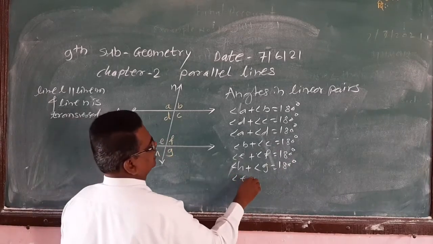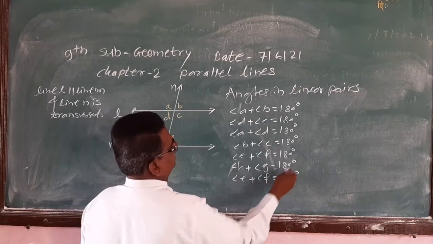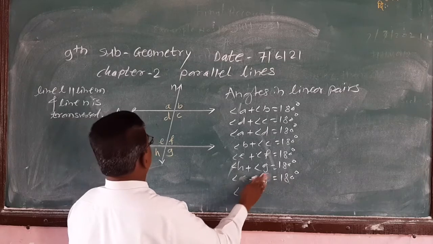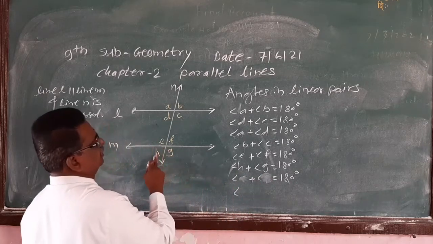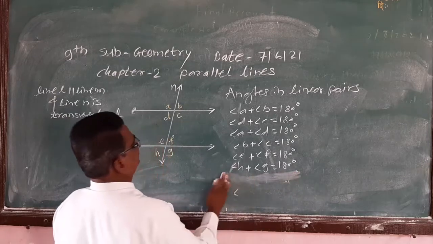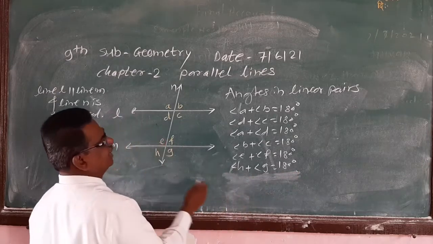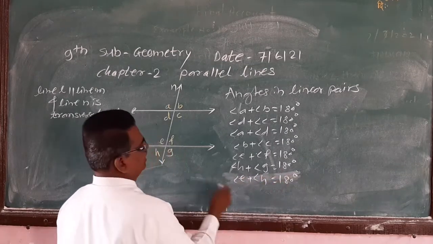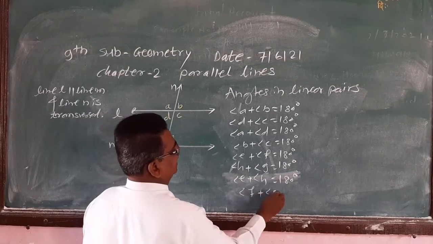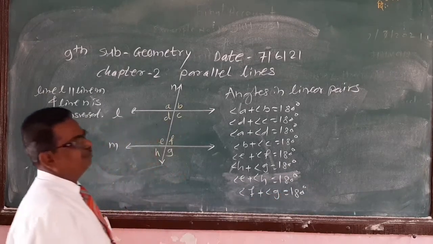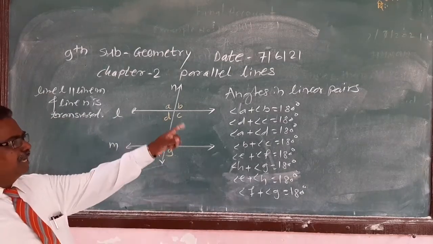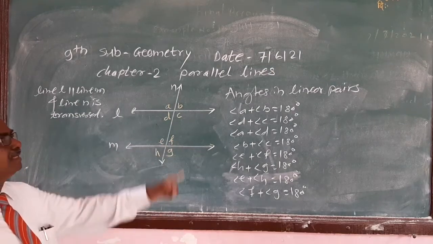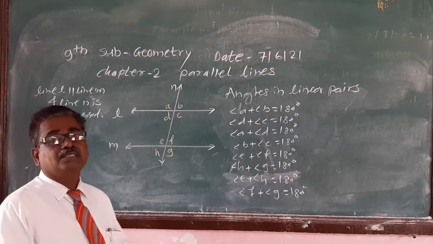Here E plus F is taken, H plus G is also taken. Now we take E plus H, angle E plus angle H is equal to 180 degrees. Angle F plus angle G is equal to 180 degrees. So these are angles in linear pairs. Sum of this is 180. So the angles in linear pair are supplementary.